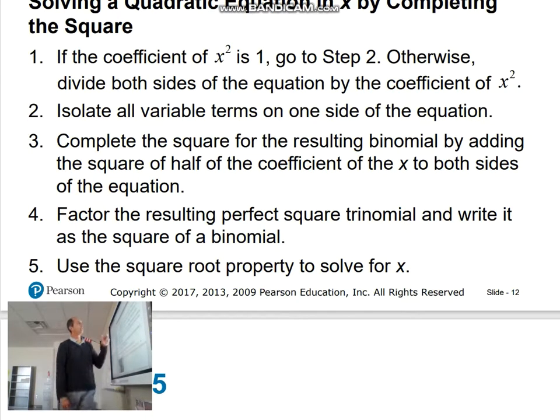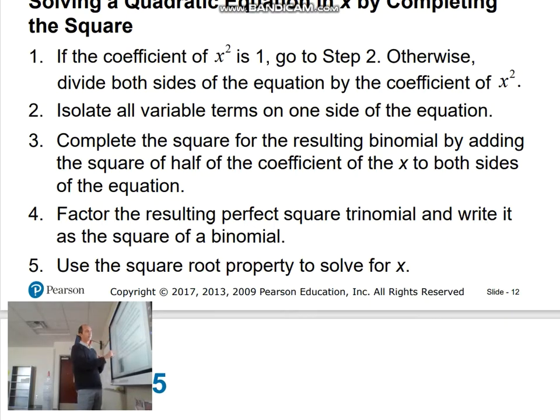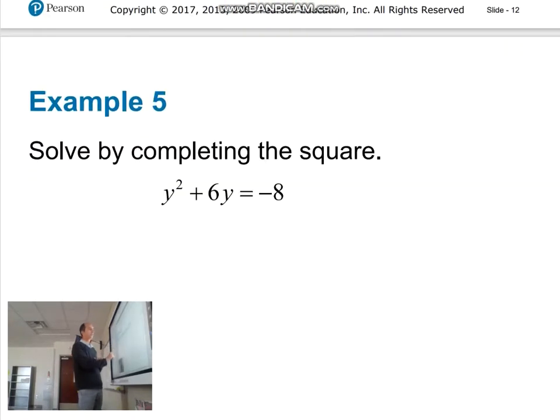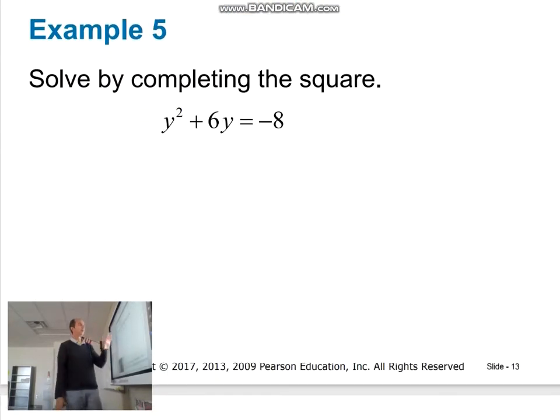First, if the coefficient of x squared is 1, go straight to step 2. If not, divide both sides of the equation by the coefficient. Isolate all variables on one side of the equation. Complete the square for the resulting binomial, and factor the resulting perfect square trinomial, writing it as the square of a binomial. Use the square root property to solve for x. Yes, sometimes it's hard to understand just by reading. That's the reason we will apply it on an example. Check this.